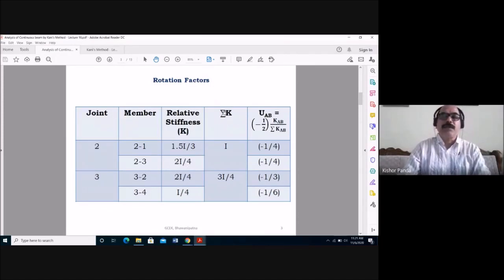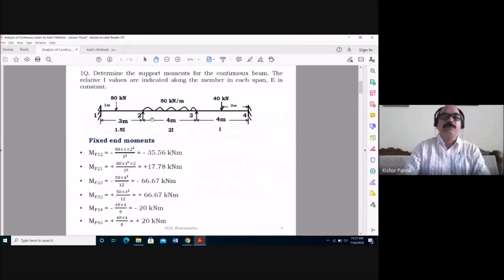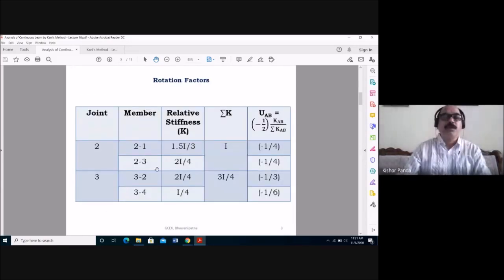So this is the relative stiffness of the member. Then you have to find out the relative stiffness of the joint. Here you see at joint 2, two members meet, 2-1 and 2-3. So what is the relative stiffness of joint 2? The relative stiffness of joint 2 is K2, and K2 is equal to K21 plus K23.